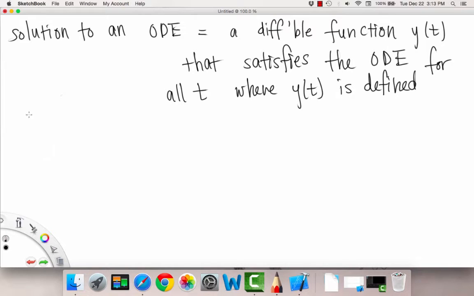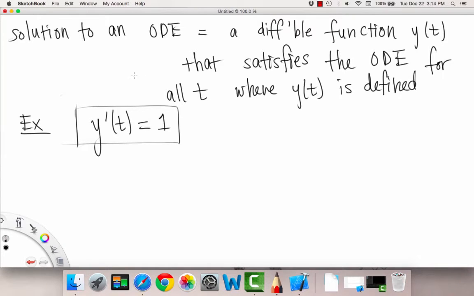Okay, I'll just show you an example of what a solution looks like. Let's say we have the ODE y prime of t is equal to 1. This is an ordinary differential equation because it involves some function y of t together with one or more of its derivatives, and in this case we have the first derivative, right? So for a solution to this, I'll just give you the solution here because we haven't figured out how to solve for them yet. We will in later sections, but let's say the solution is y of t is equal to t plus 1. And how do we know this is a solution?